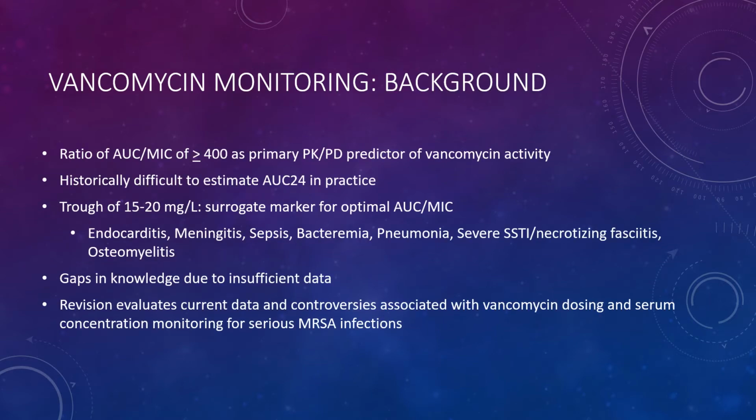A little bit of background on monitoring: the ratio of AUC/MIC we usually see is greater than or equal to 400 as a primary PK/PD predictor of vancomycin activity. The trough goal is usually 15 to 20 in this population for life-threatening infections or poor penetration of sites for these disease states as mentioned below. However, there's actually a lot of gaps in knowledge due to insufficient data, especially in pediatric, neonatals, and morbidly obese.